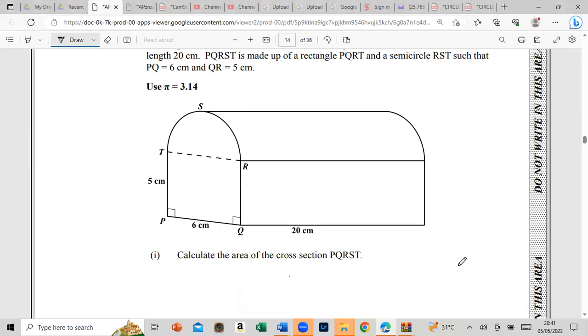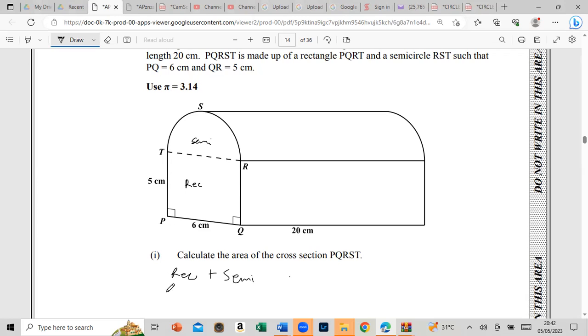It says calculate the area of the cross section PQRST. So we're going to calculate the area, which is this portion here, PQRST. So first of all, let us identify what makes it up. This is a rectangle, and this is a semicircle. So it's half of a circle. So the area for the cross section would be the rectangle plus the area of the semicircle. So let's find the area for each.